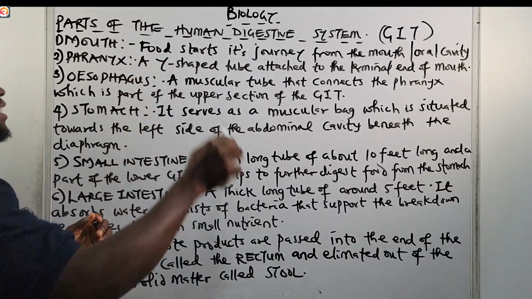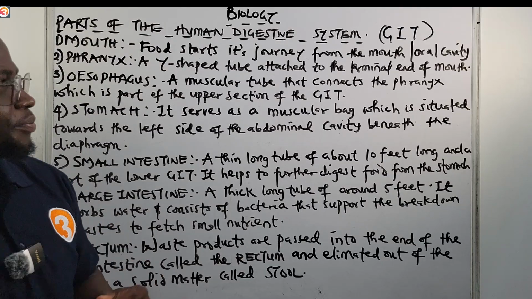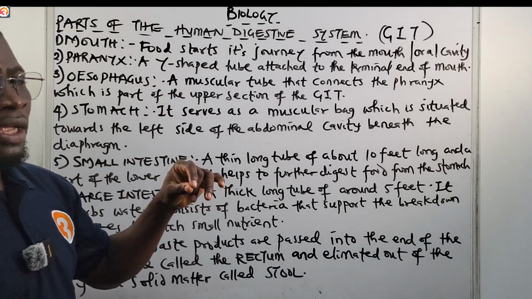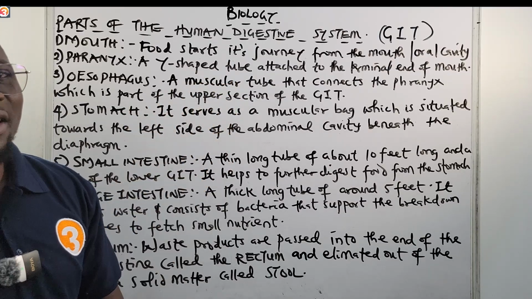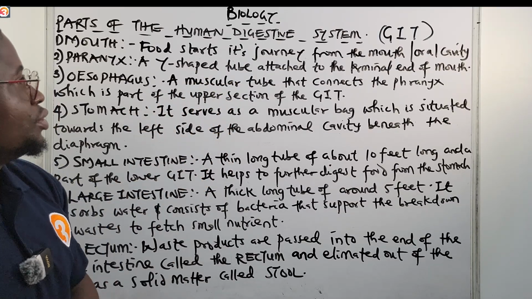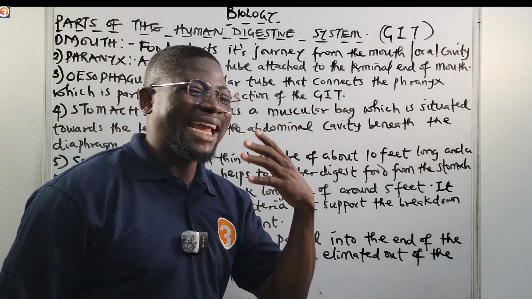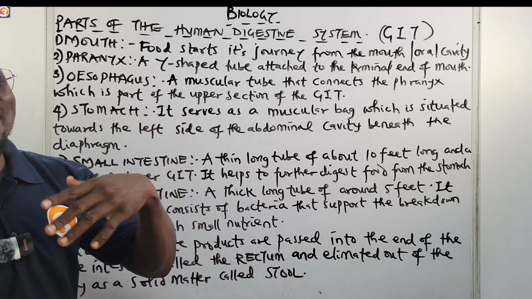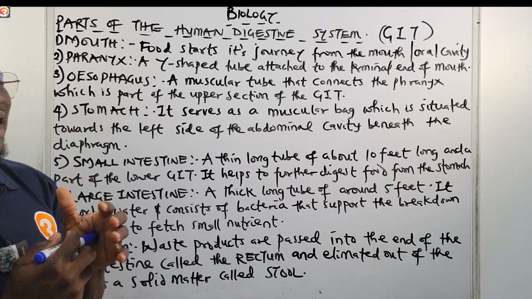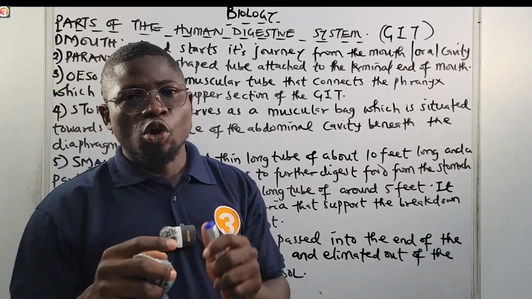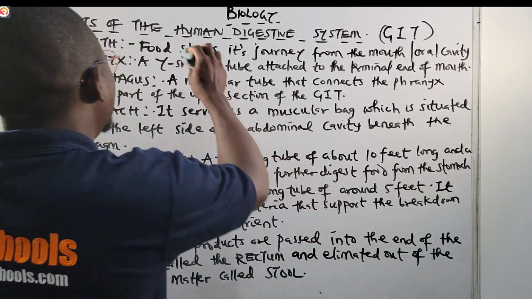Now, it gets to the pharynx. We say a pharynx is a fibromuscular Y-shaped tube attached to the terminal end of the mouth. It's at the end of the mouth. You are going to see the pharynx. It's attached to the terminal end of the mouth. That is the pharynx.